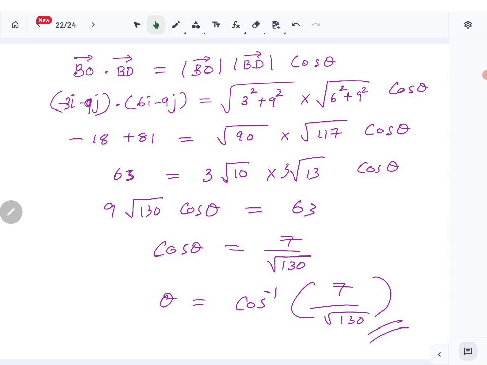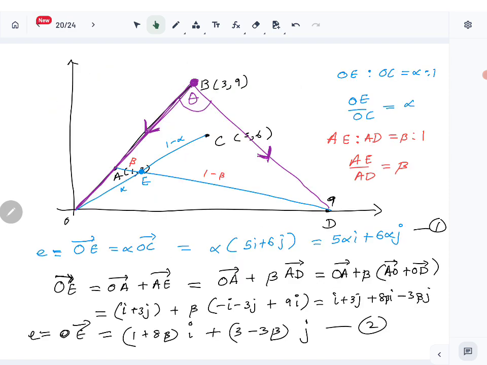Okay, the main thing to notice here is that direction matters. BO dot BD. If you did OB dot BD, you would get a negative sign here. Okay, you won't get the correct answer. So make sure when you are finding this angle OBD, we are finding the angle at vertex B. So the two rays should come away from that point like this, BO and BD, right?